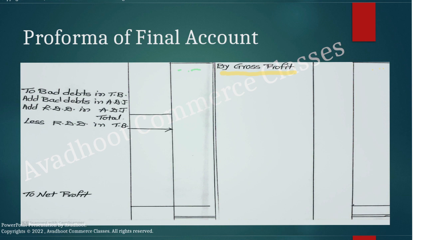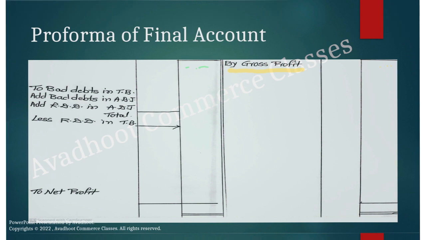Then we'll have to write one pro forma, that is, to bad debts in trial balance. What do you mean by bad debts in trial balance? Bad debts, as a term, you know it very well. Bad debts given in the trial balance means irrecoverable debts. Whatever bad debt figure is there in the trial balance, we have to put here.